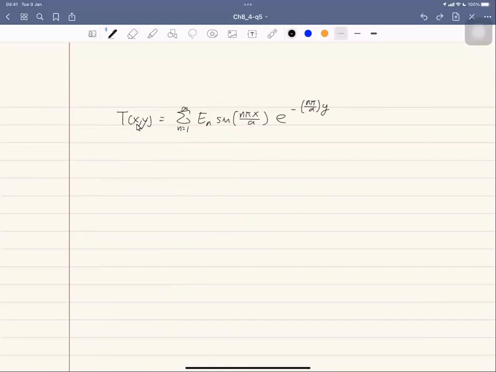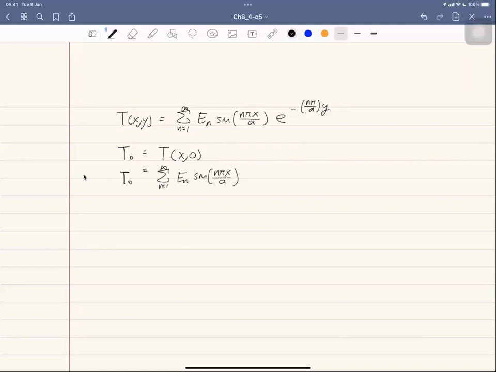Okay, so now we want at y equals 0, this whole thing to equal T naught, right? Whatever x is within the domain, of course, within the domain of 0 to a. As long as y is 0, we want that to equal this, right? So let's plug this in and see what happens. So we have n summing from 1 to infinity, E_n sine n pi x over a, and we have y equals 0, so that's just 1, okay?